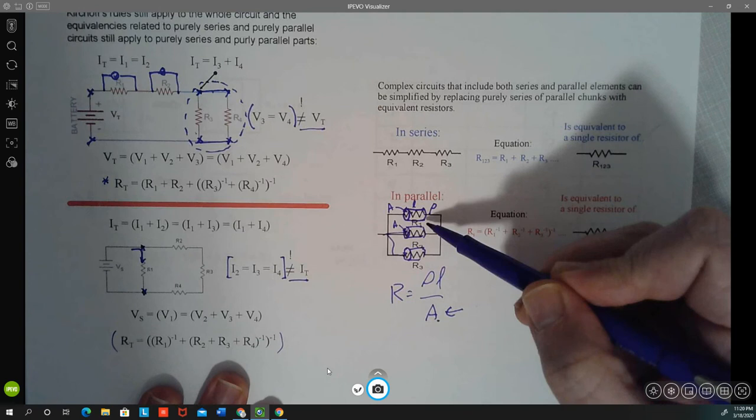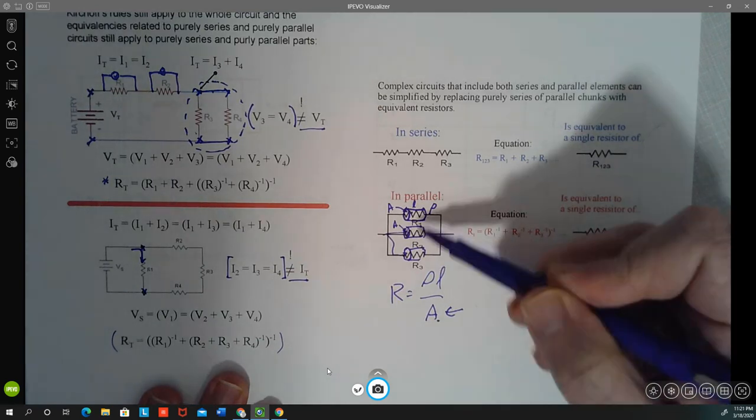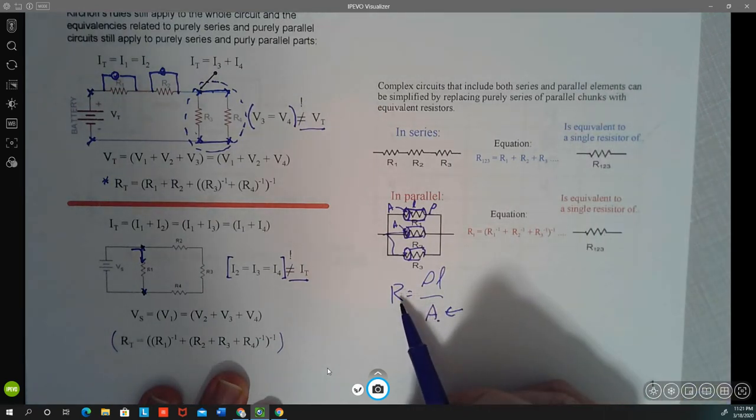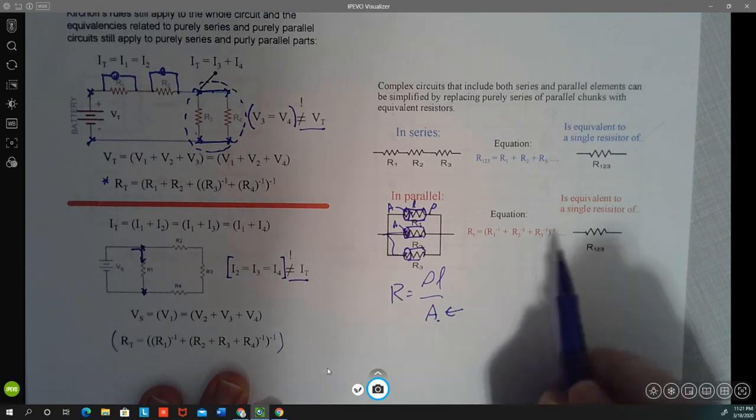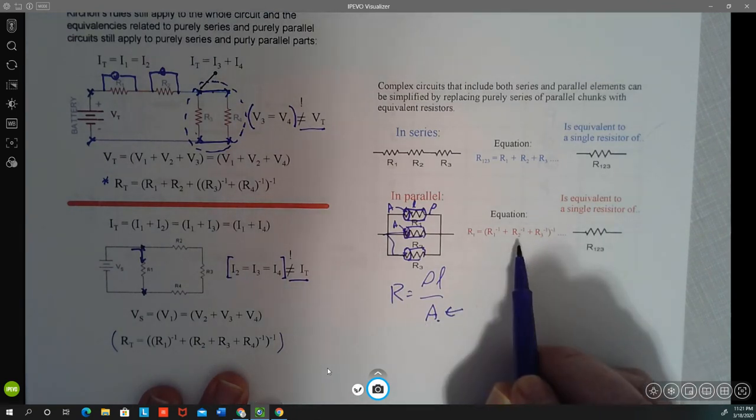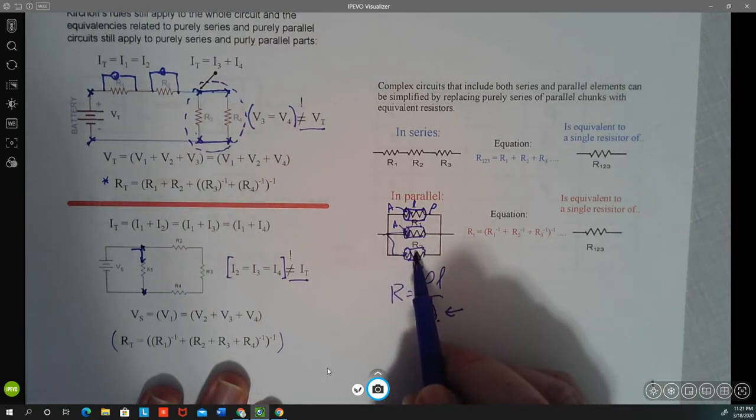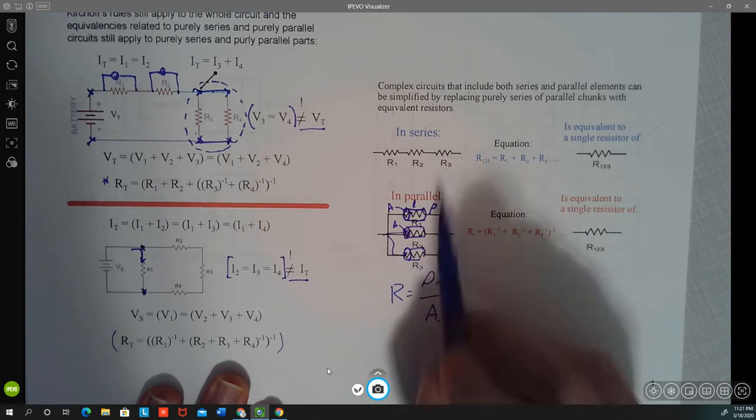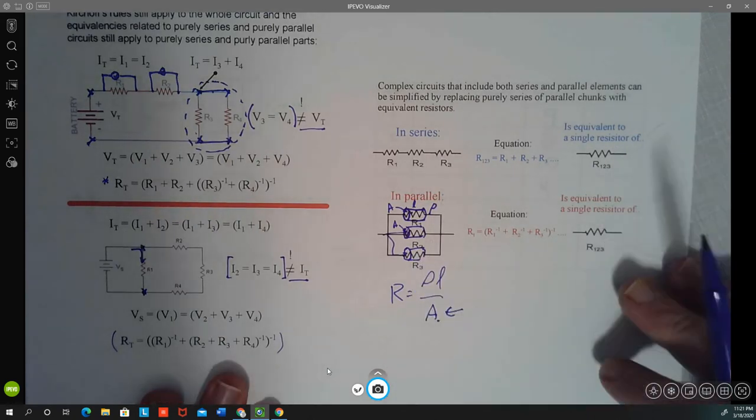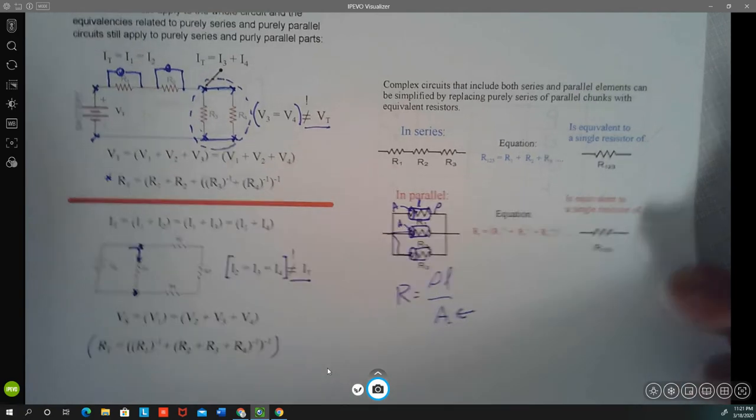So more resistors in parallel leads to a smaller total resistance, and that's what this equation predicts because that's what it's modeled after. So being able to replace a chunk of circuits that are in series or parallel with an equivalent resistor is actually one of the strategies we can use to simplify a complex circuit to predict how it'll work.